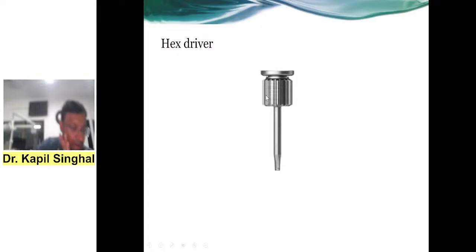Okay, so I would ask you to just go through this portion on implants today. Next time I'll be discussing the different kinds of implant surgery, the protocols of drilling, and important anatomical structures. So that would be part 2, which we'll take in the next YouTube session.